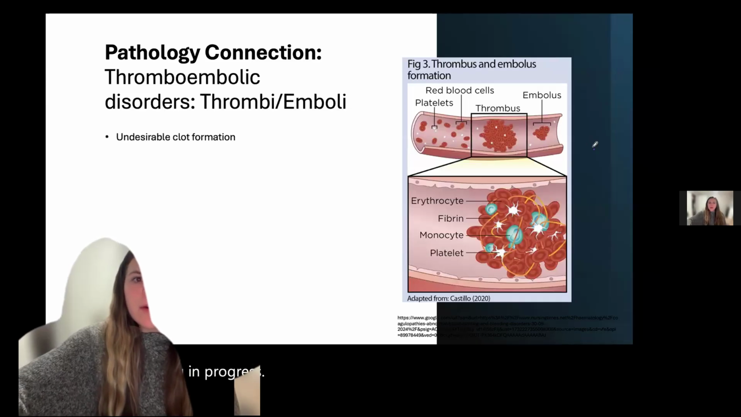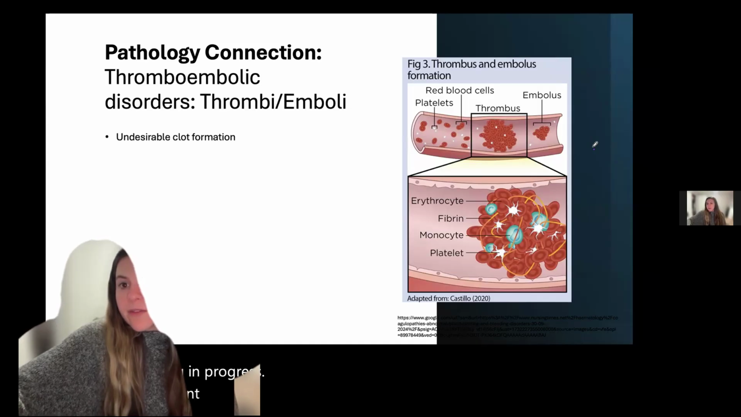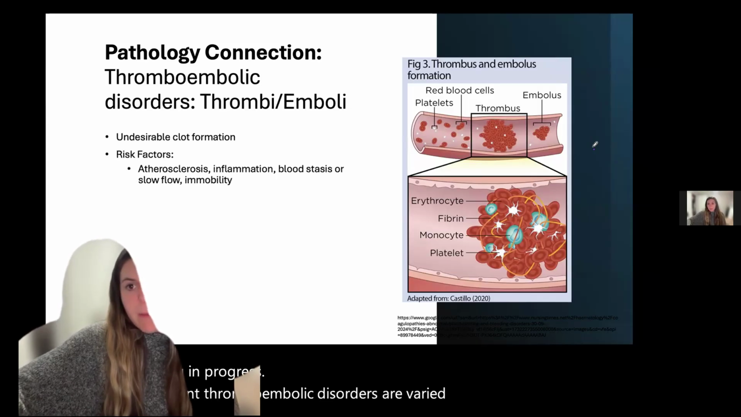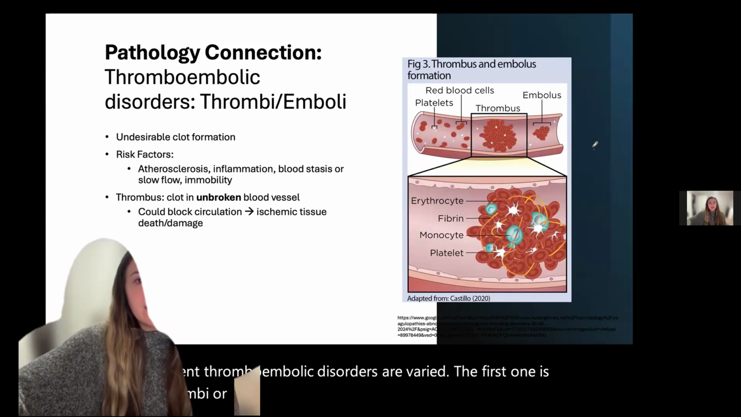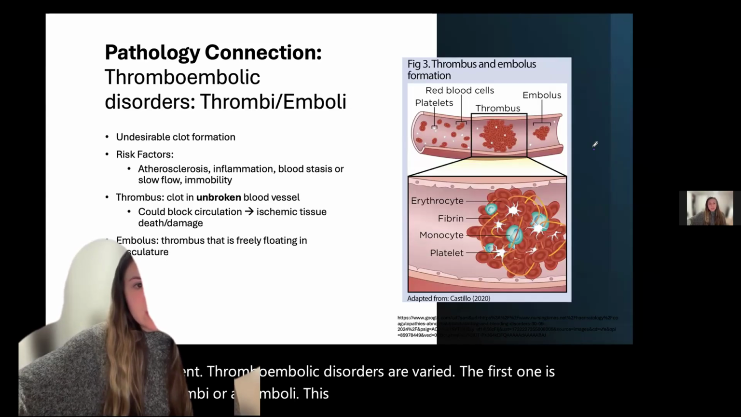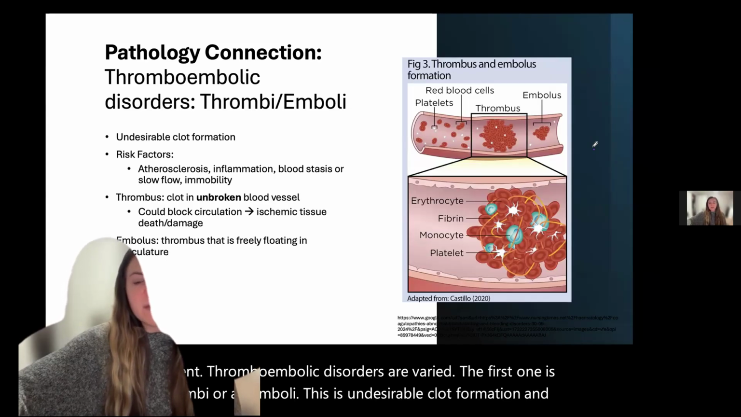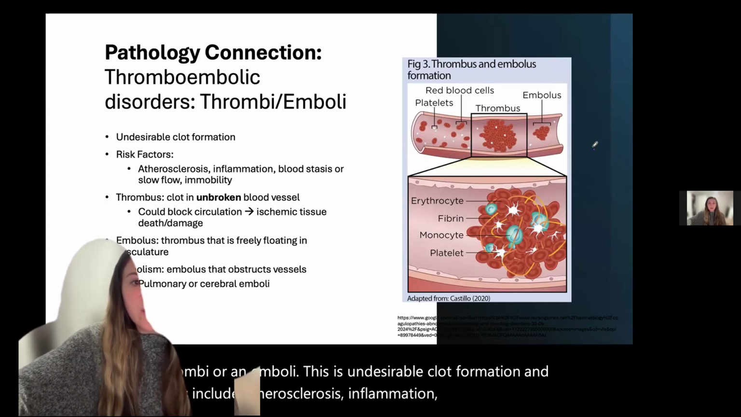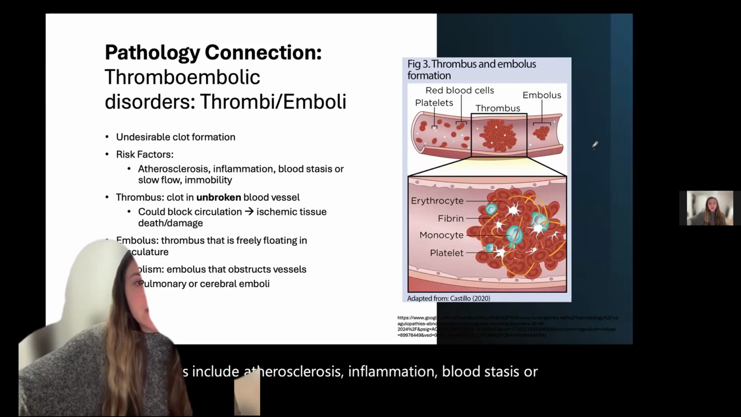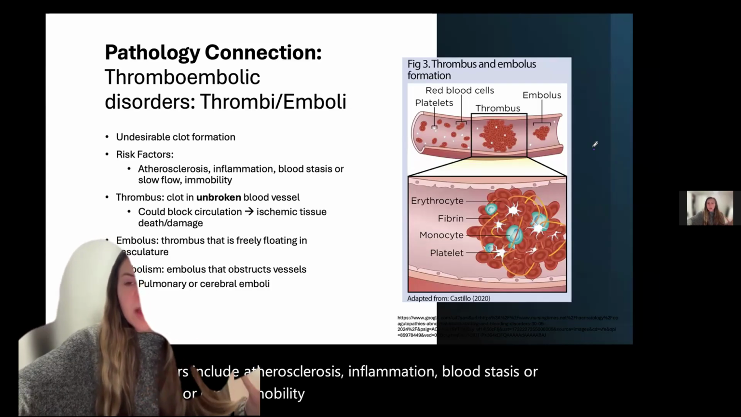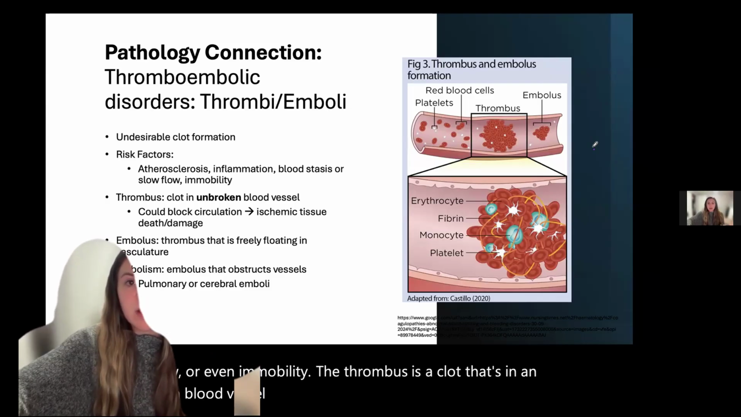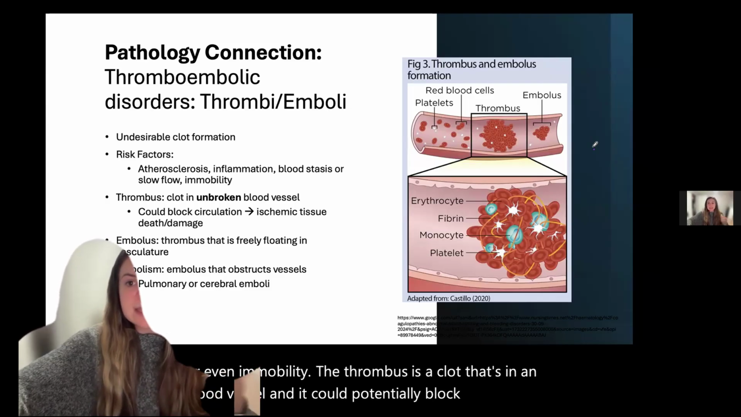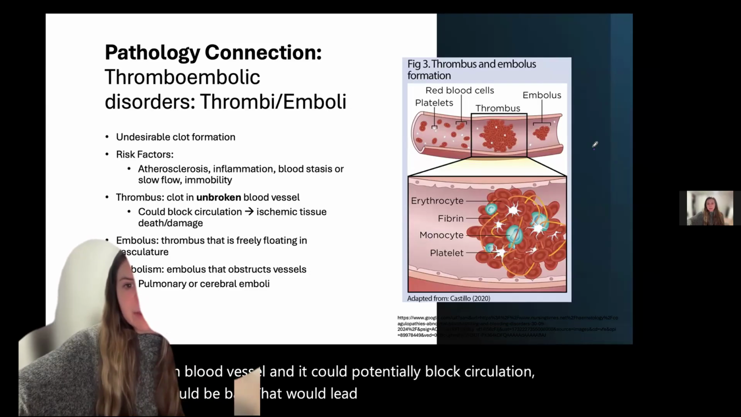Our different thromboembolic disorders are varied. The first one is just a thrombi or an emboli. This is undesirable clot formation, and risk factors include atherosclerosis, inflammation, blood stasis or slow flow, or even immobility. The thrombus is a clot that's in an unbroken blood vessel, and it could potentially block circulation, which would be bad. That would lead to ischemia, tissue death, tissue damage.